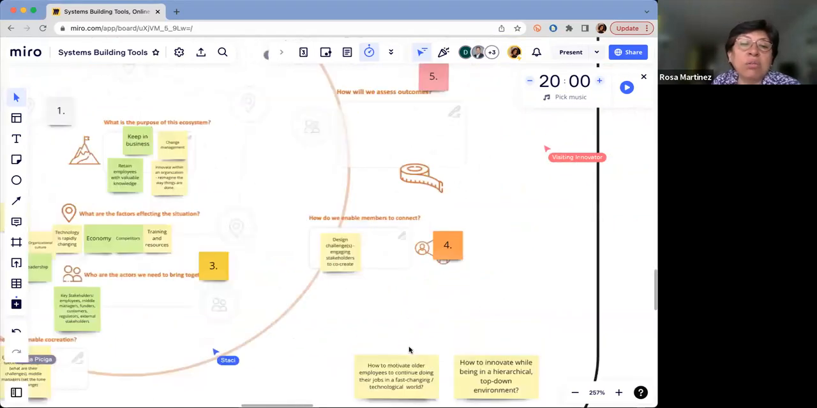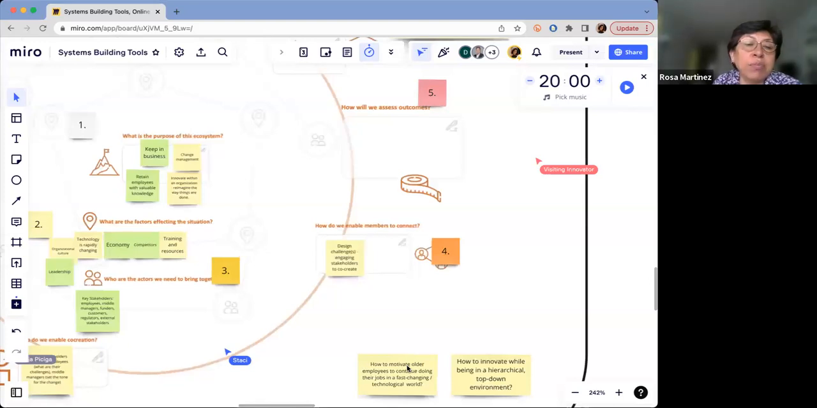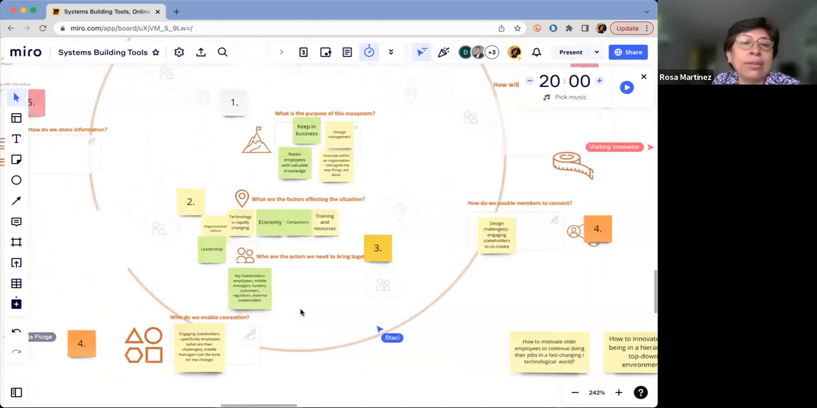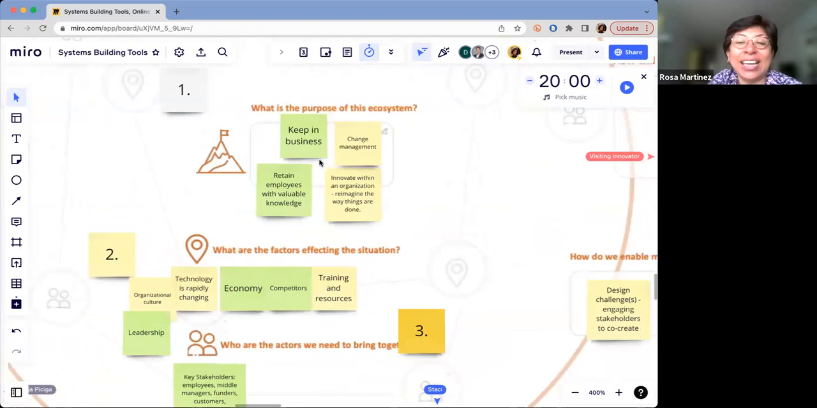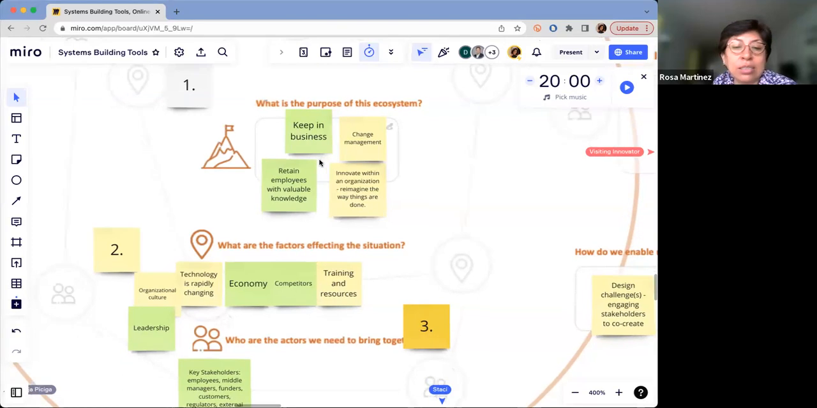And we came up with four things. It's important to retain those people who have the knowledge of doing things. So retain that talent, keep the organization in business, because if you're not updated, you're done and gone. And then Kiran came with this management change. Yes, because that's also important. How do you introduce a change and keep doing business, and to innovate within an organization, to reimagine the way things are done? So those were the purpose of this ecosystem.